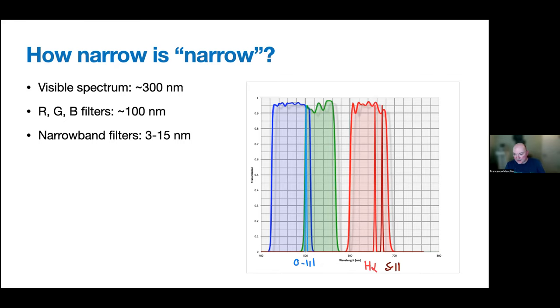As a graphical representation, I tried to superimpose on the three windows for R, G, and B the three transmission windows for 3 nanometer narrowband filters: oxygen 3, hydrogen alpha, and sulfur 2. Oxygen 3 is the shortest wavelength at 500.7 nanometers. H alpha has an intermediate central wavelength in the red region at 656.3 nanometers. And finally, sulfur 2 has 672 nanometers as a central wavelength.